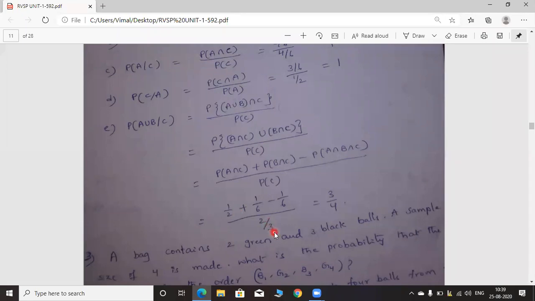So 1 by 2 by 2 by 3. By taking this 3 to the numerator, you will get 3 by 4. That is the answer for the fifth bit. Among these 5 bits, the fifth bit is somewhat difficult when compared to the remaining 4 bits. The remaining 4 bits can be solved very easily directly by taking the concept of conditional probability. But the fifth bit we have to solve by thinking.